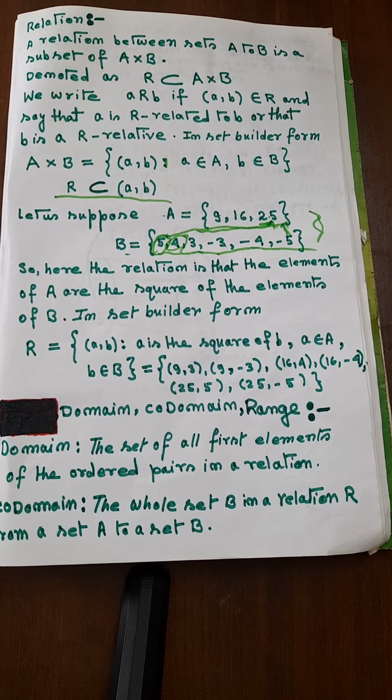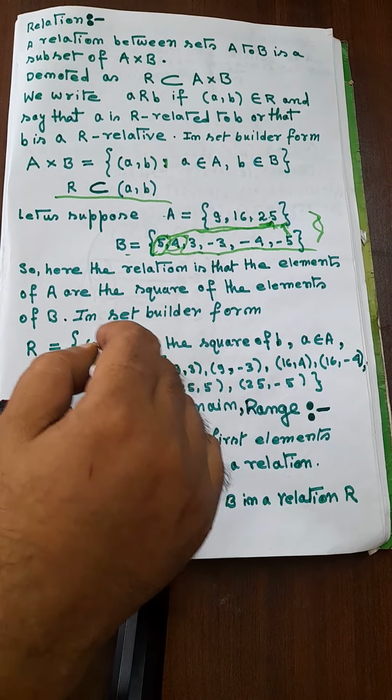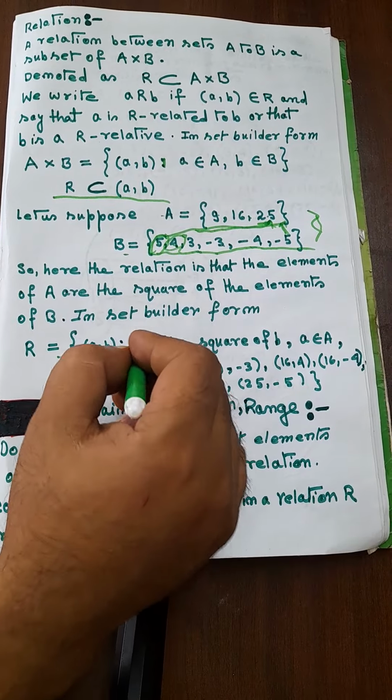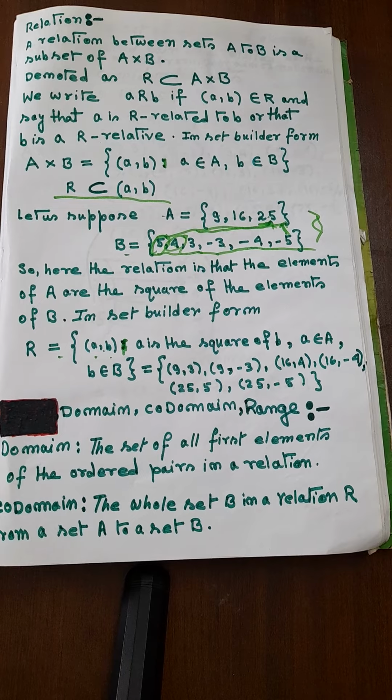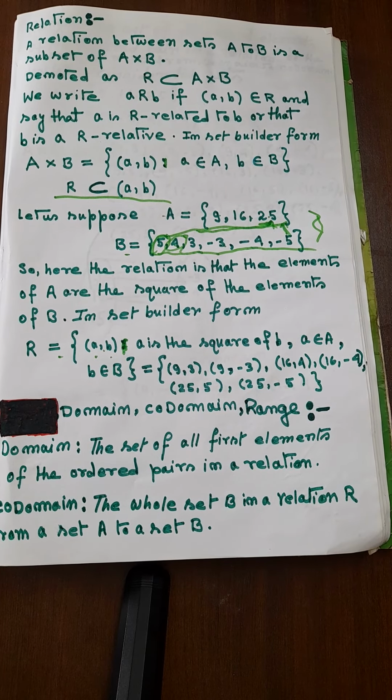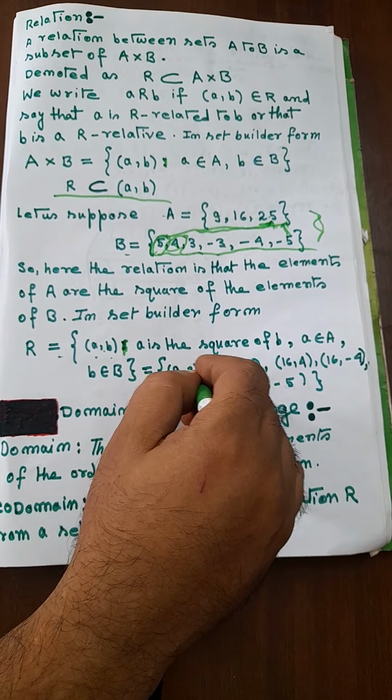In set builder form, how can we write that? We write it like this: R is the set of ordered pairs (a, b) such that a is the square of b, where a belongs to A and b belongs to B. And how can we write the relation? The relation can be written like this. You see, this is the ordered pair, right?